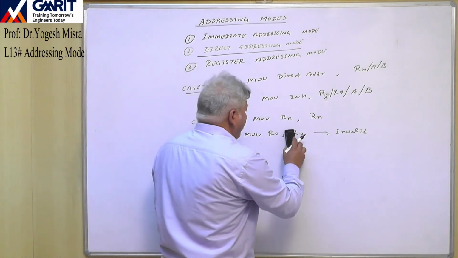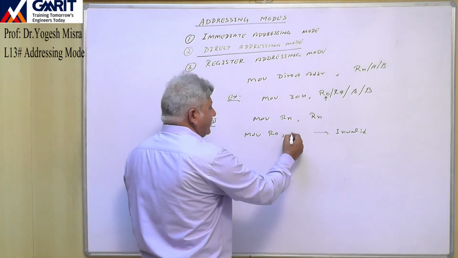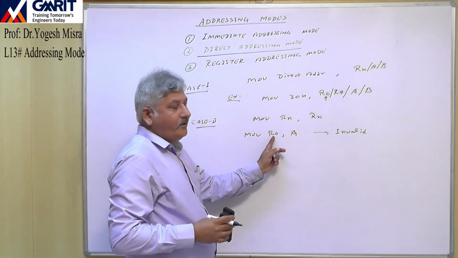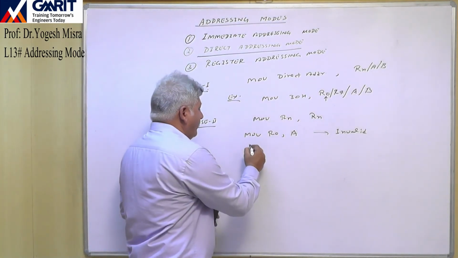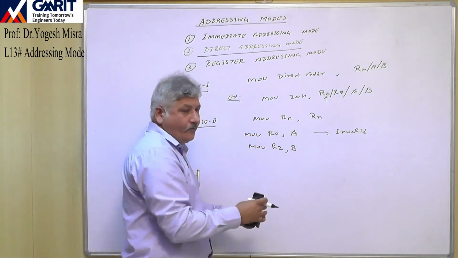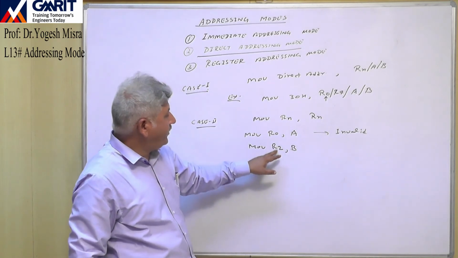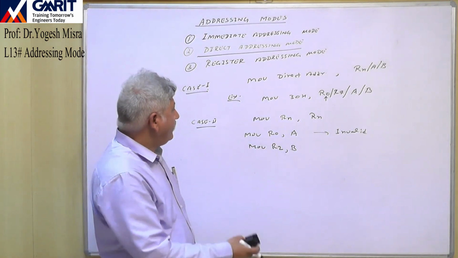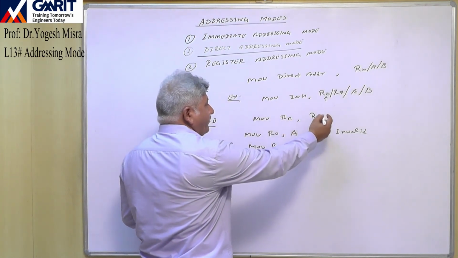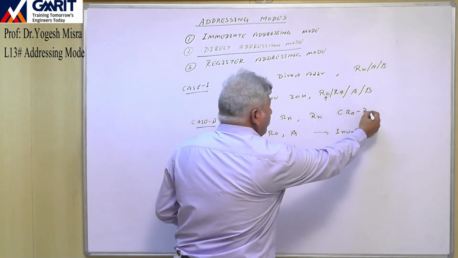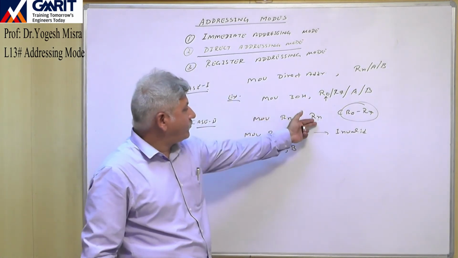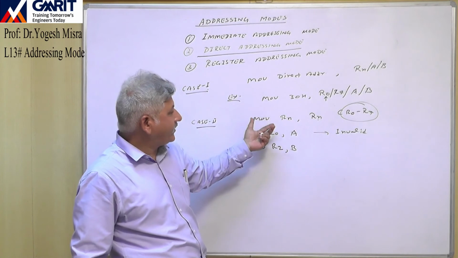But of course, in place of this, you can use register A. From register A, you can move the data in the R0 register, or move R2, comma B. From register B, you can move the data in the R2 register. So basically, Rn, that is any of the registers between R0 to R7, you cannot use as a source and destination in one instruction.